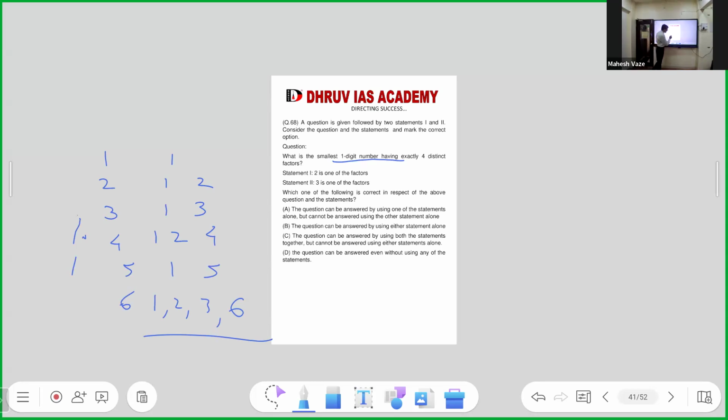So here see the last option: the question can be answered even without using any of the statements. We have just used the question and basic knowledge. So the answer is 6, and the option will be D here. Option D, without using anything.